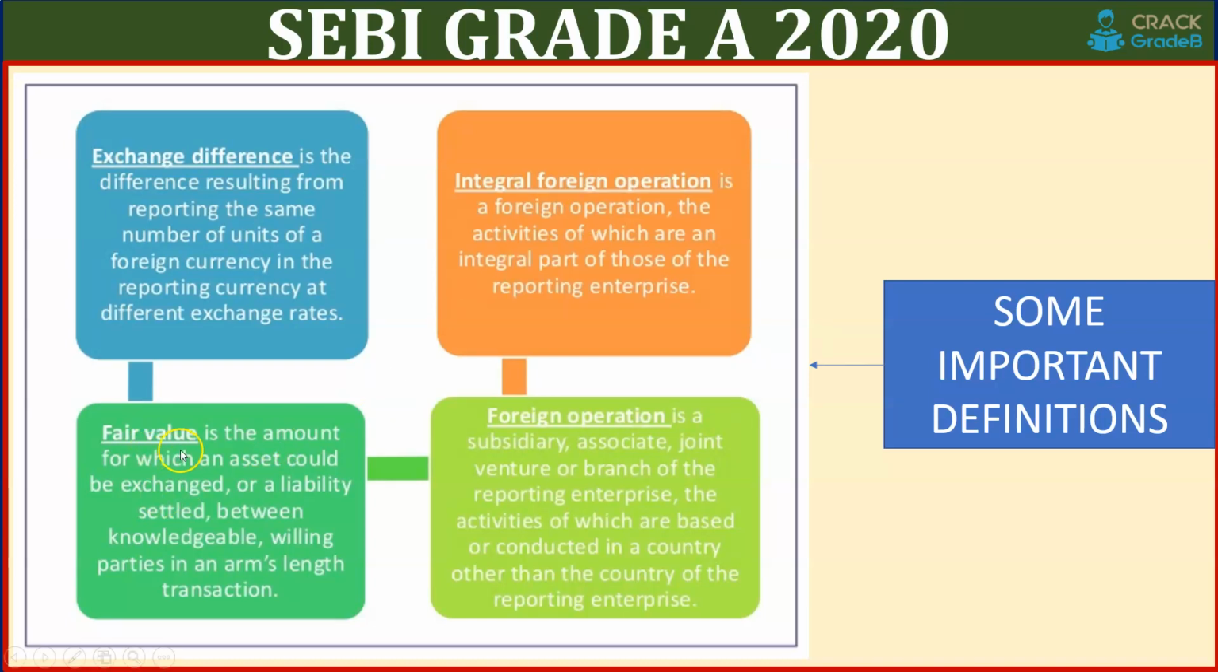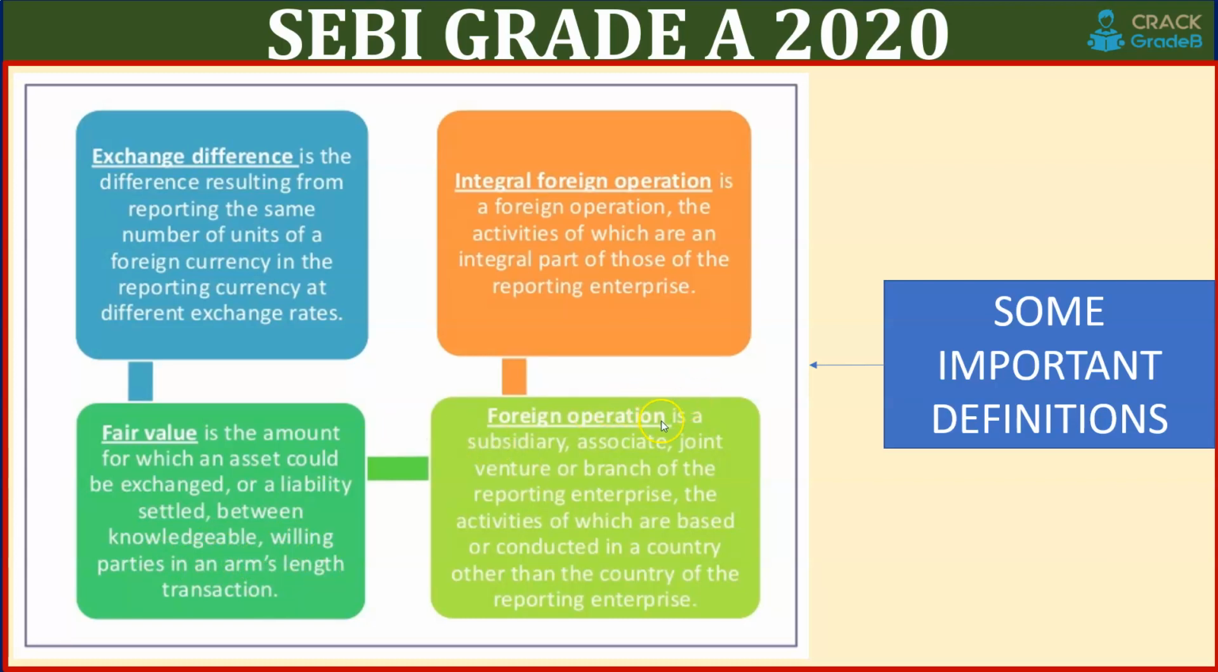Then we have the fair value, which is the amount for which an asset could be exchanged or a liability settled between knowledgeable willing parties in an arm's length transaction. We have also covered this definition in some earlier videos, but let me re-explain it to you. If you go to any store and the MRP is written over the product and you are not a relative, so there is nothing you can get a benefit out of, like a relative who would ask you to pay less money on it. So fair value is the amount for which an asset could be exchanged between willing parties in an arm's length transaction.